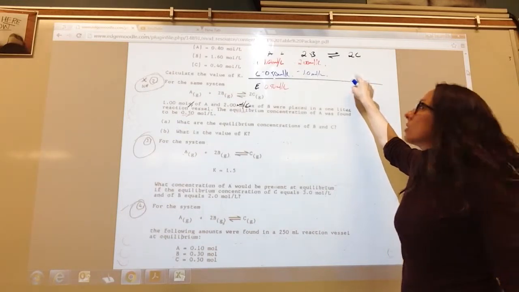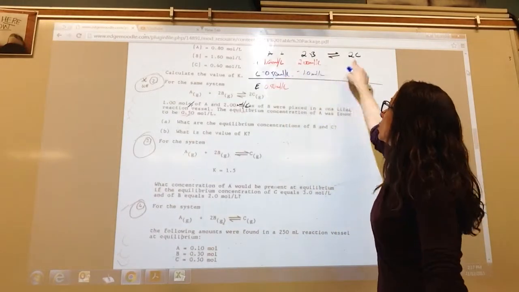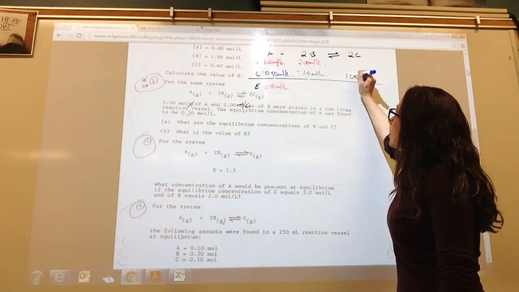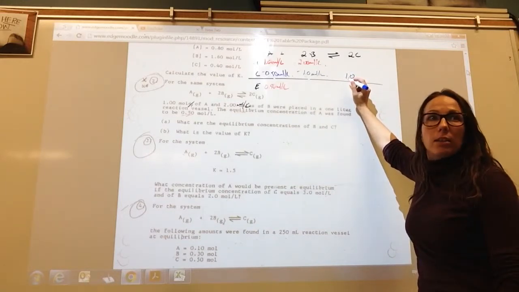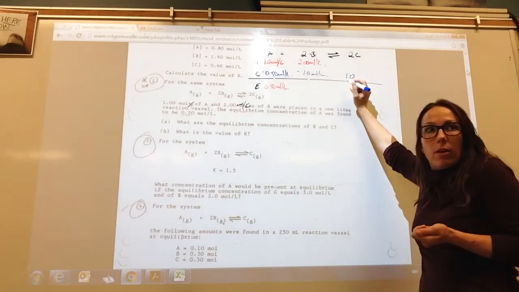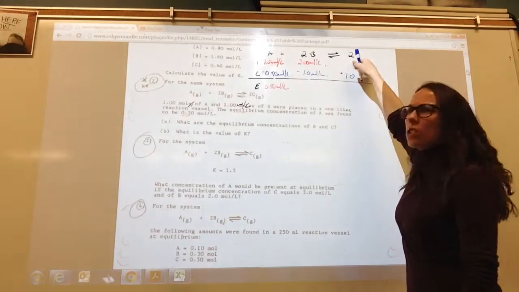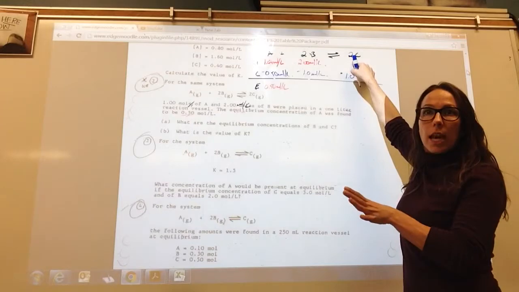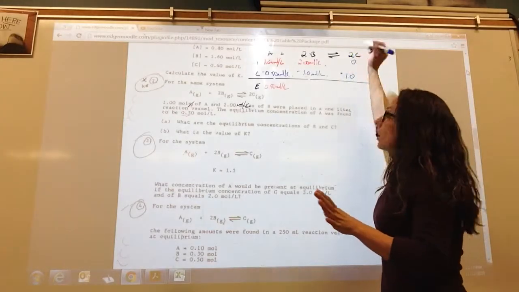1, because 2 to 2 is 1 to 1. So this is 1.0. Am I adding or subtracting C? Am I making or using up? I'm making it. How much did I start with of C? 0, because it doesn't say. Therefore, I assume not.